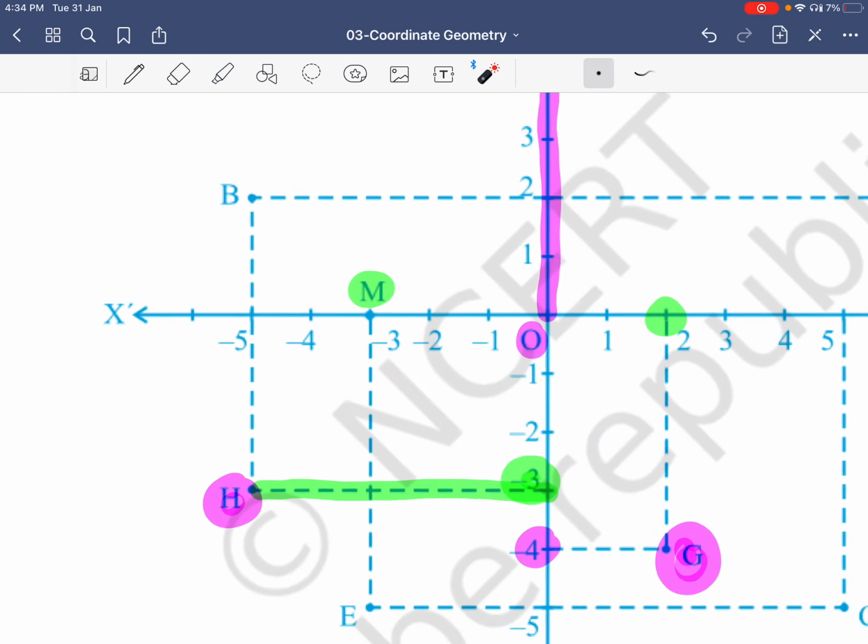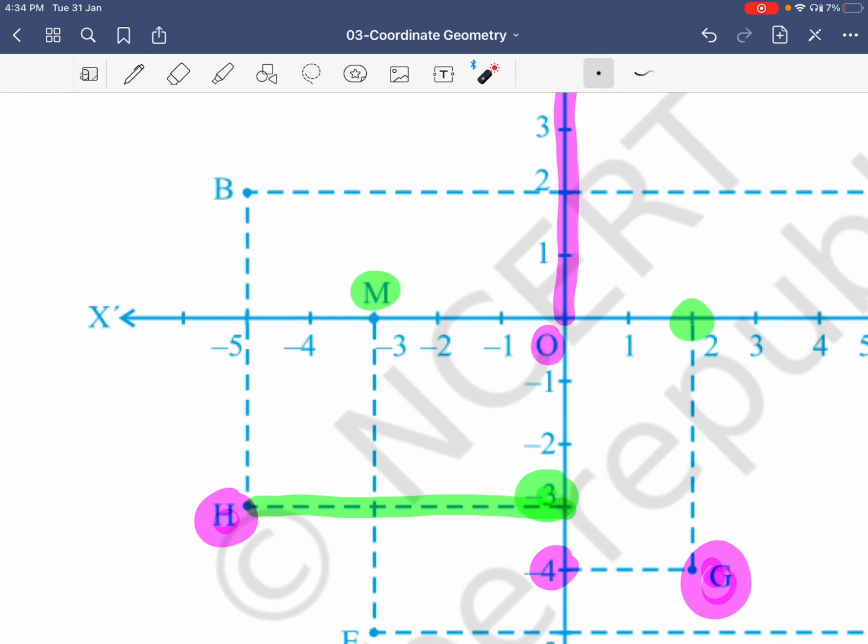Okay, now same procedure has to be followed for point M. Point M has two coordinates, x and y. Okay, now in order to find the x coordinate from point M, draw perpendicular to x-axis. So where does it meet x-axis? It will meet x-axis at the same point, which is point -3. So -3 becomes its x coordinate.